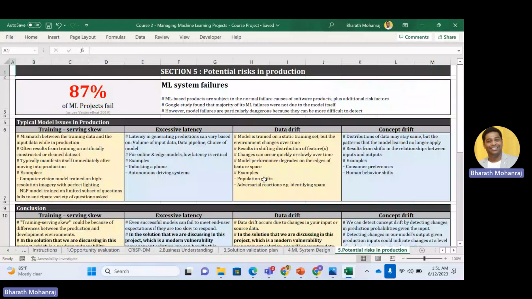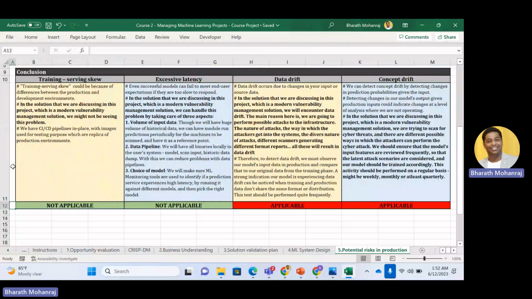First of all, I want to highlight that 87% of ML projects are failures as per the VentureBeat 2019 report. Considering that any ML project can fail, and applying the same principle here, let's see how our project can face some problems in production. If you look at the four main areas, training-serving skew to start with.